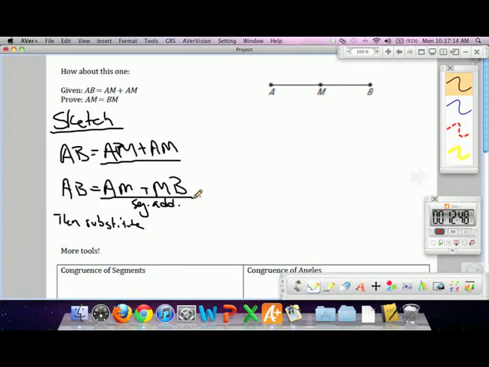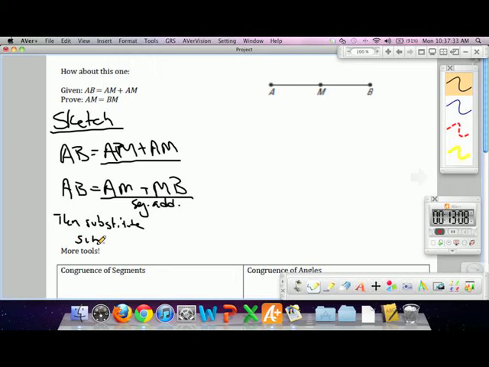Okay, let's be more formal than cross. Subtract AM. You can subtract one length from each side. Subtract one of the AMs from each side. We'll end with subtraction. It's kind of our rough outline. Now let's see how to actually write this up.